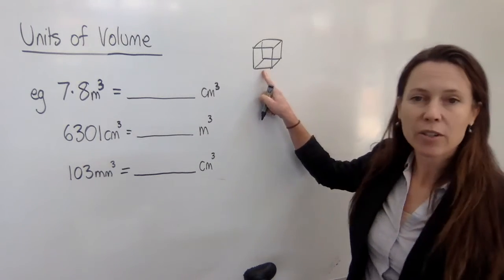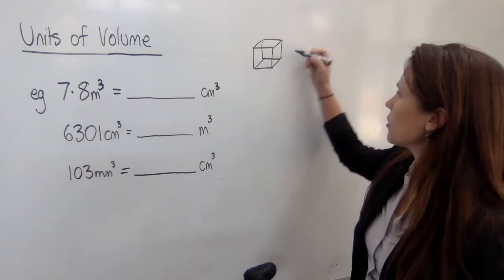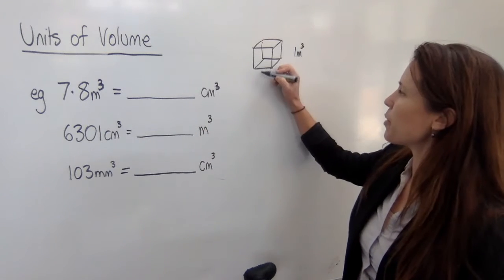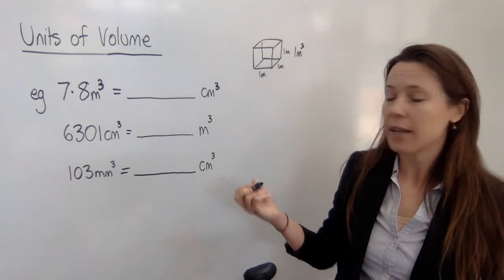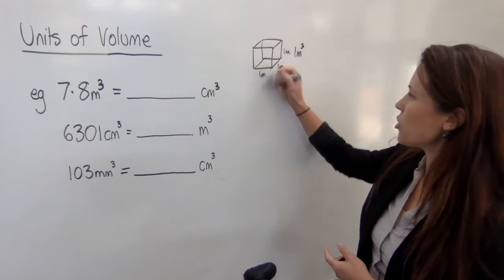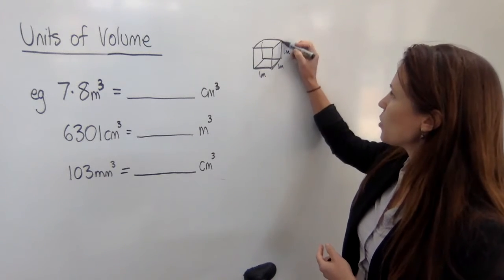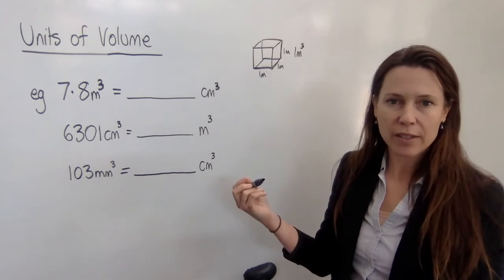So this is what I do every time. I think, well, what's 1 metre cubed? So draw your metre cube and think that's 1 metre by 1 metre by 1 metre. All right, now we want centimetres cubed, so at this point, change each length. 1, 2, 3. There are 3 lengths there that we need to think about. Change them all into centimetres.